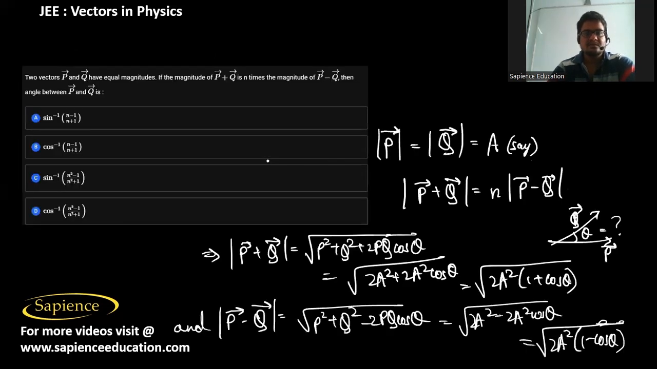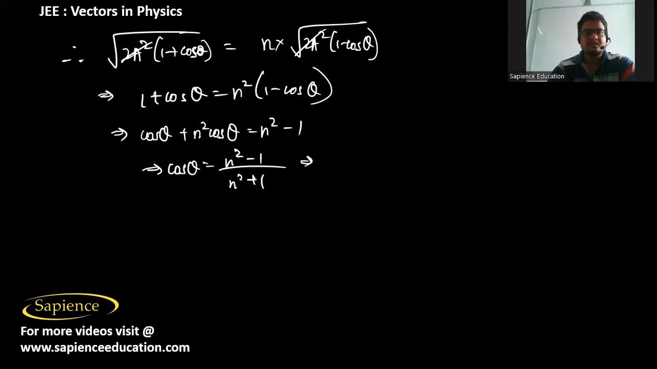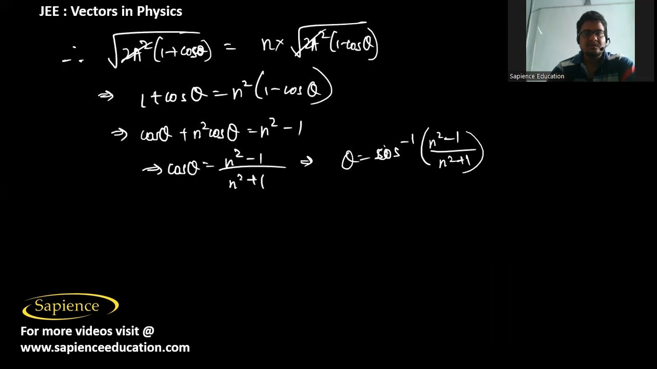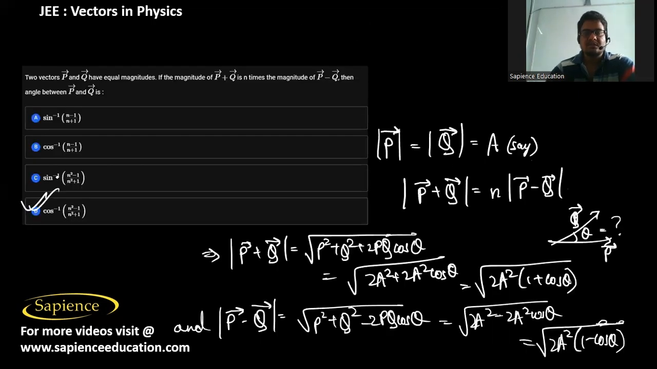So therefore angle theta will be equal to cos inverse of n square minus 1 by n square plus 1. Cos inverse of n square minus 1 by n square plus 1. So option D is the correct answer.